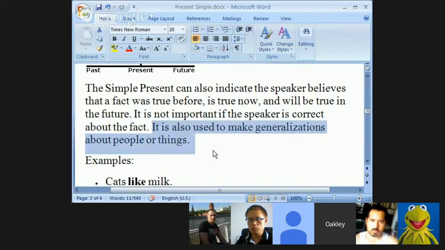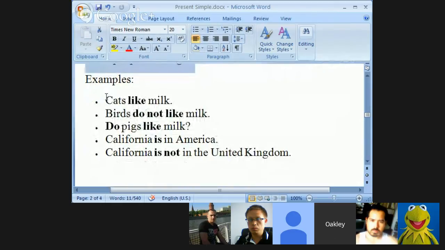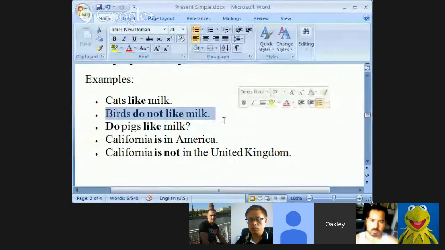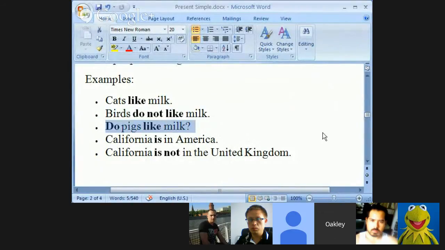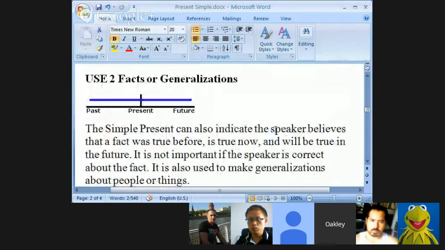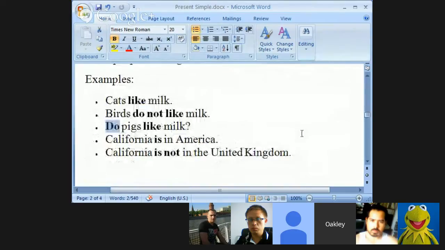We also use this to make generalizations about people or things. Okay, here we go. Cats like milk. Birds do not like milk. Okay, you know what? I have no idea if that's true or not. But whoever wrote this apparently believes this to be a fact. Do pigs like milk? I have no idea. In the question form, again, it is formed the same way, asking if something is a fact. All right. Do pigs like milk?